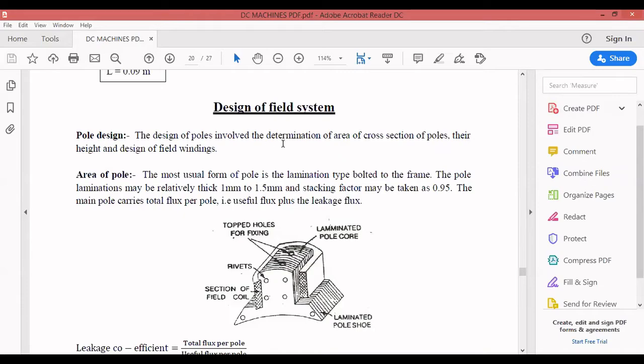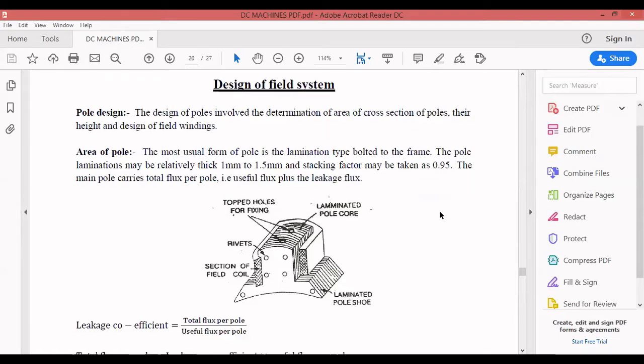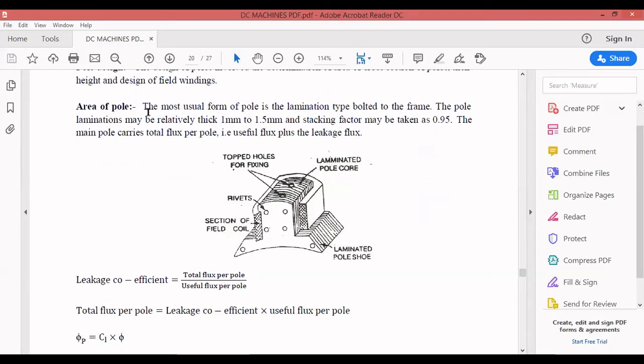The design of poles involves the determination of the area of cross-section of poles, their height, and the design of field windings. Here I am not going to design anything about the pole. We are just concentrating on the design of a field system. Area of pole: the most usual form of pole is a laminated type bolted to the frame. You can see here there will be several laminations of the pole. This is almost a square or rectangular pole.